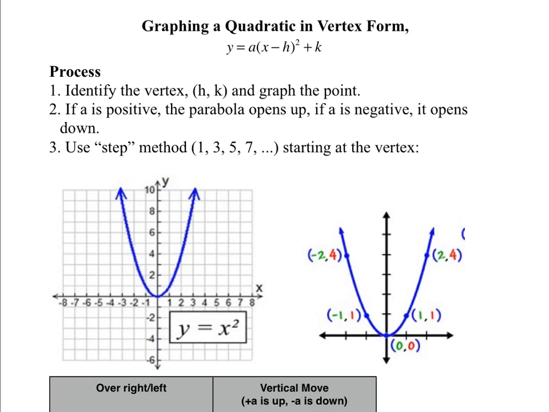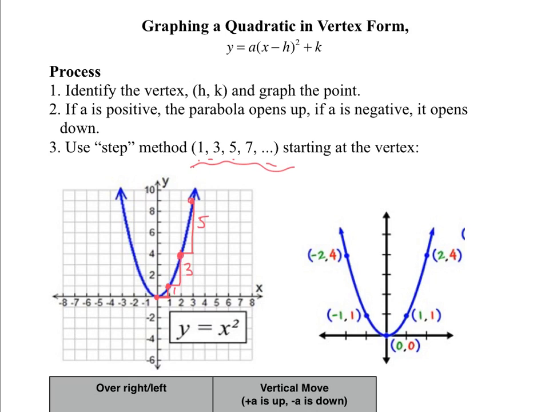When you look at the parent function and you're starting at the vertex, when you go over 1 unit, notice the next point is up 1. When you go over another unit, the next point is up 3. When you go over another unit to the right, you're going to go up 5 points. And that pattern continues as you go over to the right 1 unit. You're going to go up 7, go over 1, go up 9, etc. So I call that the step method.